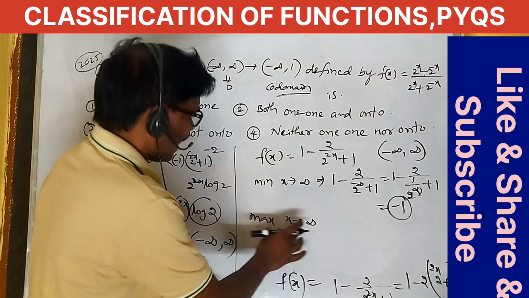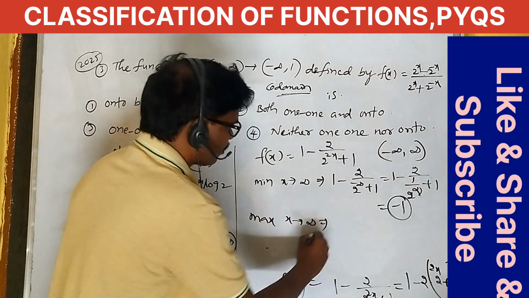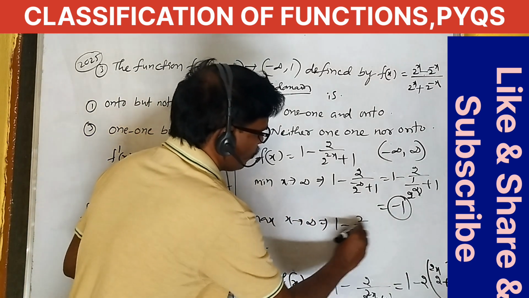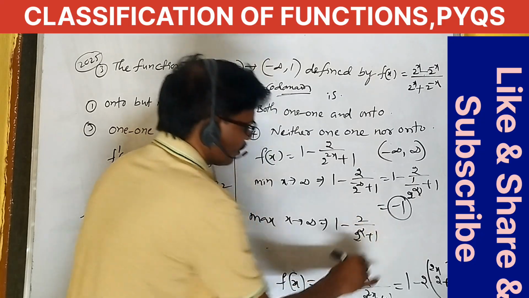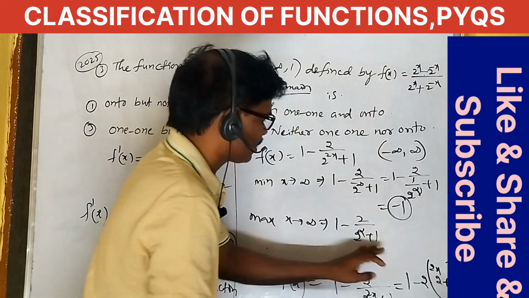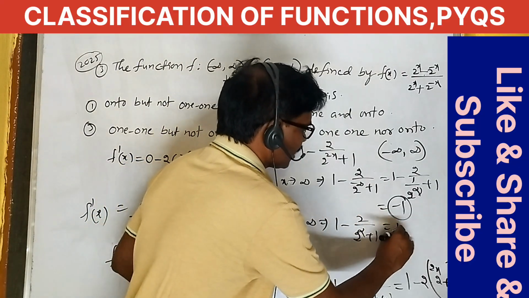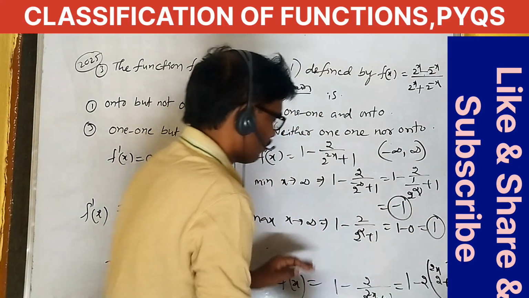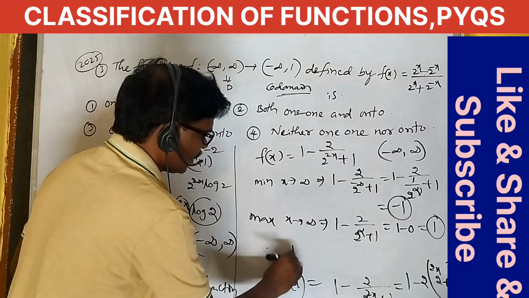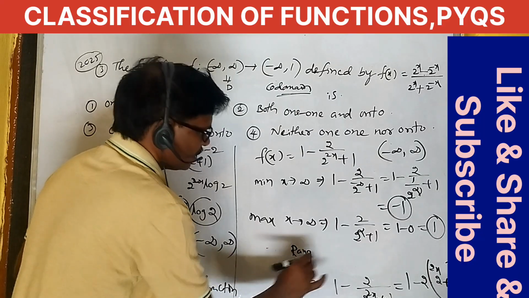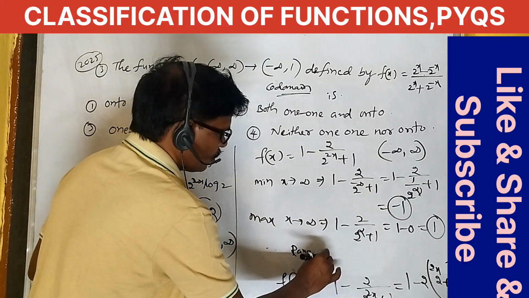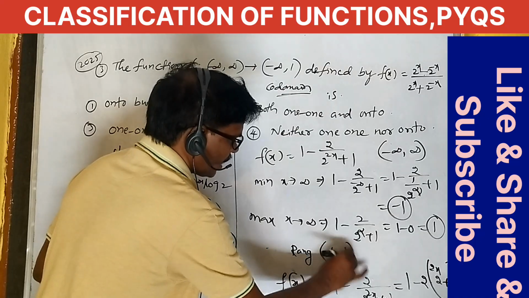Next, the maximum value: 1 minus 2 by 2 power infinity plus 1. This is also infinity, 2 by infinity is equal to 0, so it equals 1 minus 0, which is 1. This is the maximum value. What is the range? The range is minus 1 to 1, open interval.